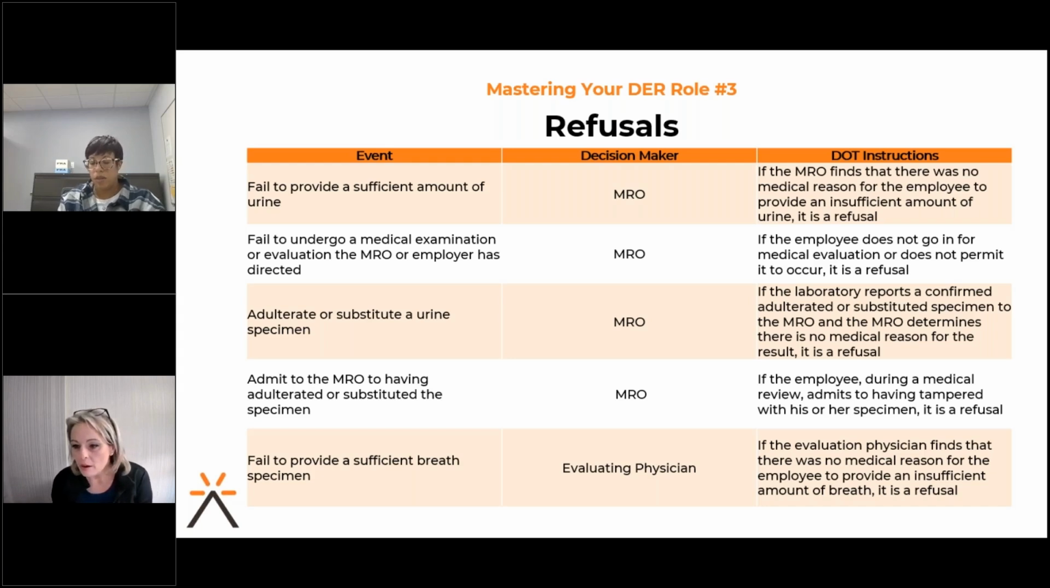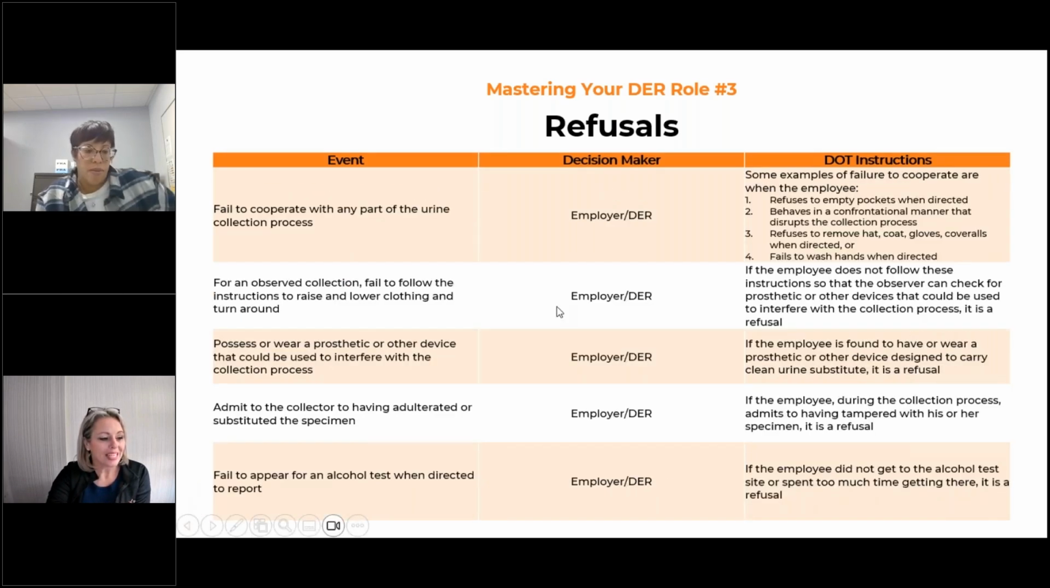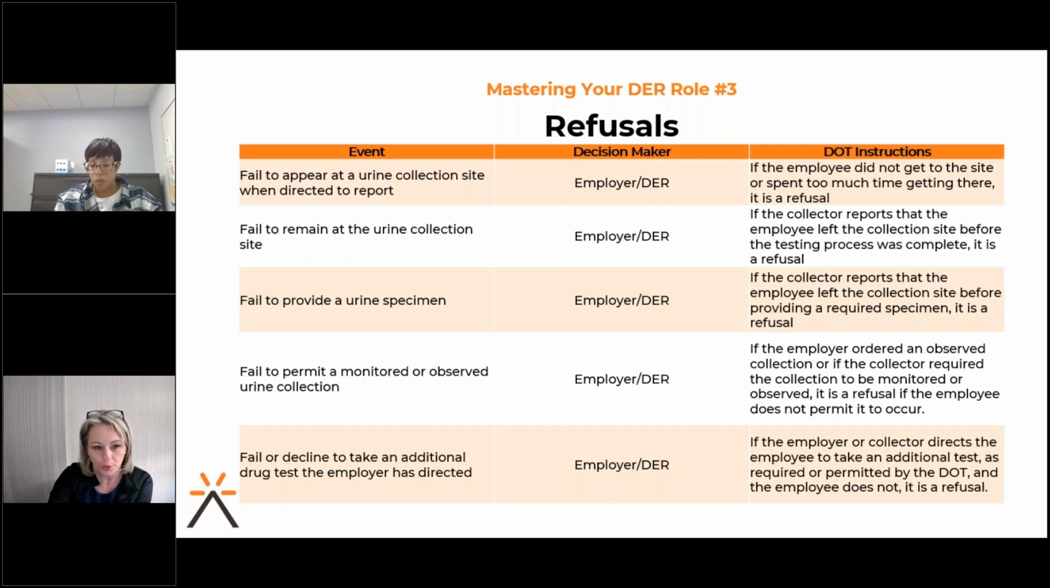There are also refusals that MROs will determine for us. If somebody doesn't provide enough urine, we go through that shy bladder process. The MRO makes that final medical determination. If someone doesn't go through that medical exam, the MRO can deem that a refusal. If someone adulterates or substitutes a sample, that could be considered a refusal. If they admit to the MRO that they've adulterated the sample, again, another MRO-related refusal. Or if they don't provide enough breath and they go to that examining physician, it can be a refusal. But all of these at the beginning are refusals that the DER has to walk through.